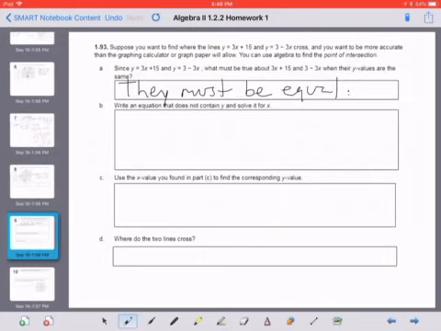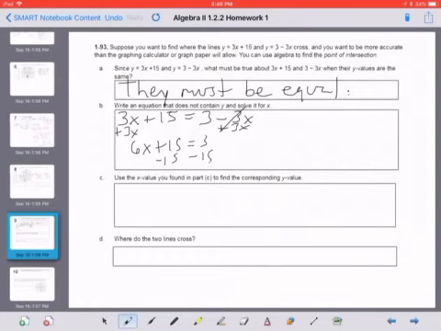So write an equation that does not contain y and solve it for x. So we're going to say 3x plus 15 equals 3 minus 3x. So I'm going to add 3x to both sides. I get 6x plus 15 equals 3, minus 15. 6x equals negative 12. So divide by 6. So I get x equals negative 2.